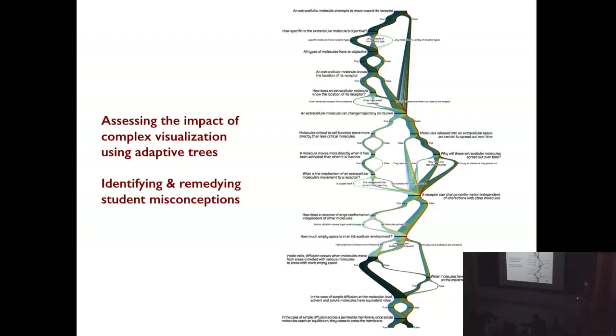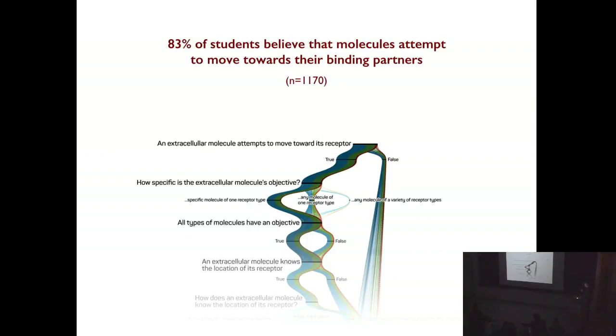And this is where some of our cognitive psychology studies are coming into play. A lot of the work that I'll present here is in collaboration with Jody Jenkinson at the University of Toronto. So we've tried to build adaptive decision trees to understand exactly what misconceptions students have, in this case undergraduates. This is yet to be published, but with a sample of over 1,000 undergraduate students, we've found that over 80% of them think that molecules know where they're going.